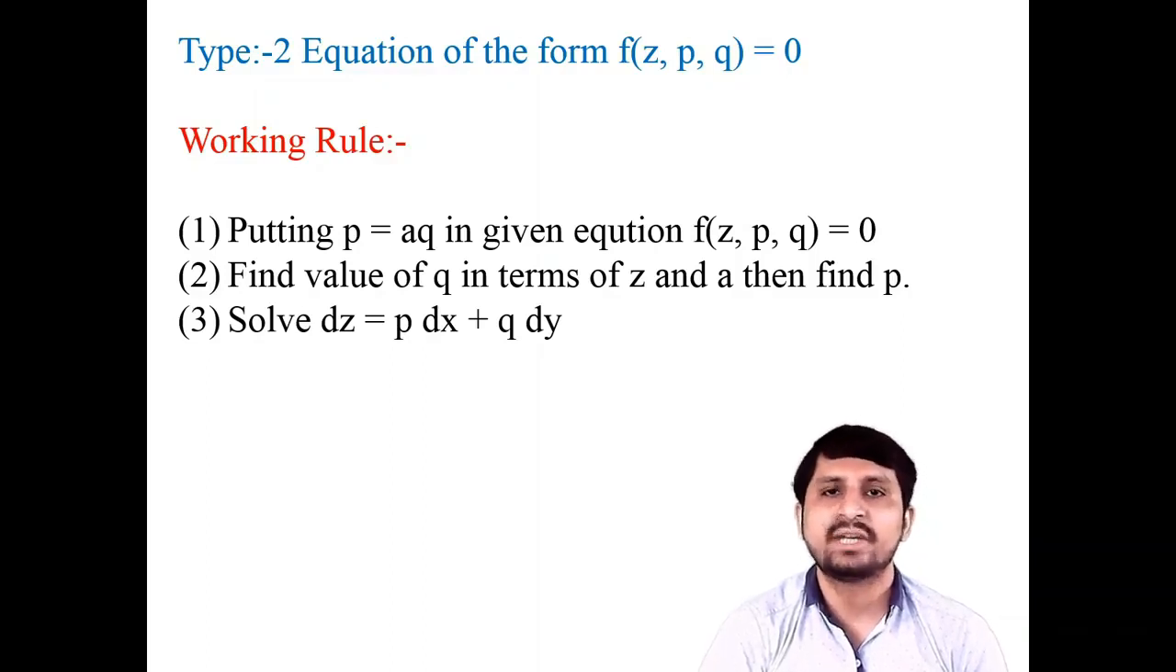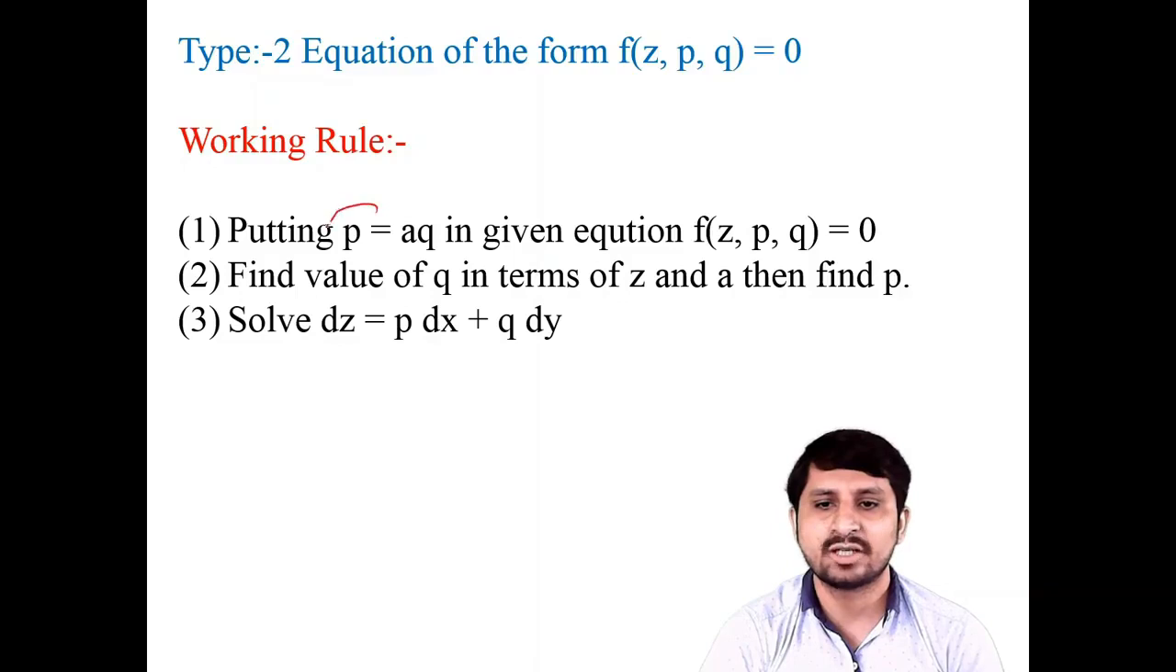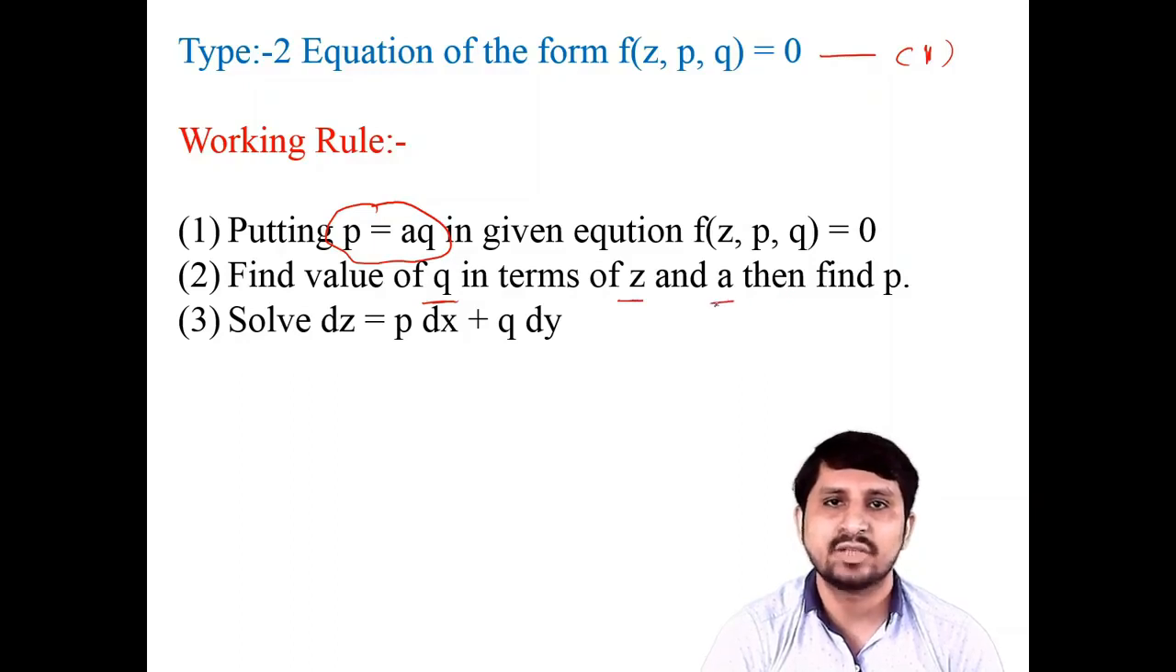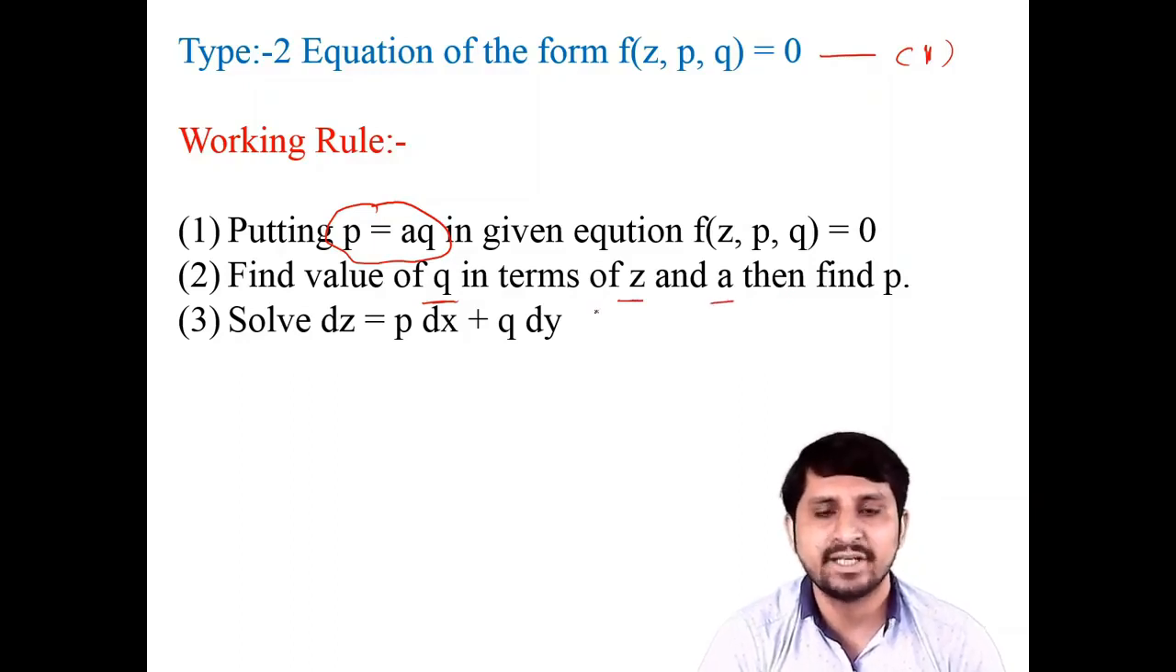So the working rule: putting p is equal to a into q. Very important, putting p is equal to aq in the given equation, call it equation number 1. So in equation number 1 we have to take p is equal to aq. Now after that we can find the value of q in terms of z and a, and from the value of q we can find the value of p also, because p is nothing but a into q.